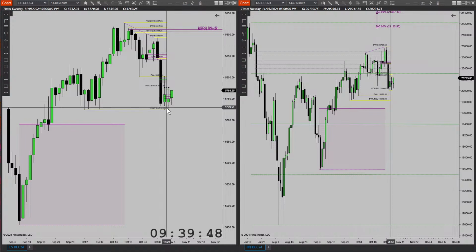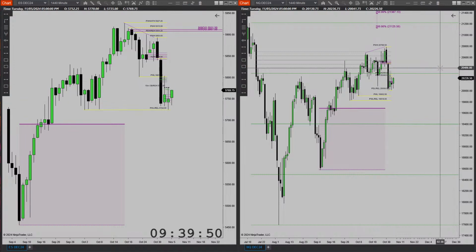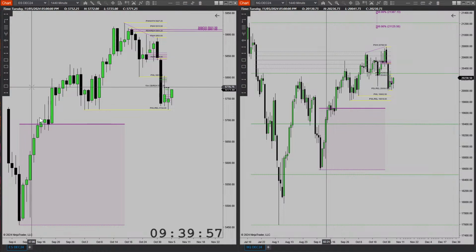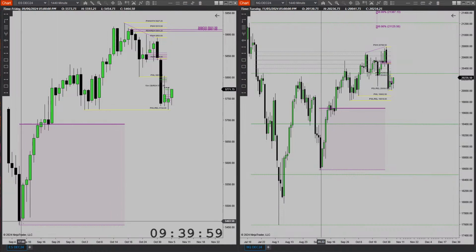And this one, as you can see, we already swept our low. So, I like this more so than I like this one. But again, I believe that with ES, the drawn liquidity is still these lows down here.